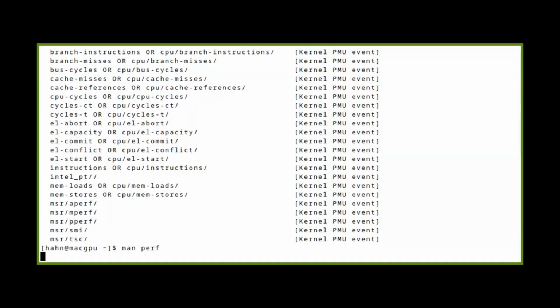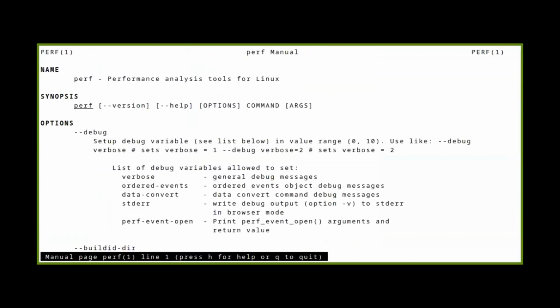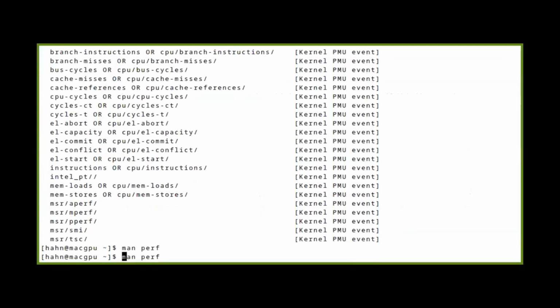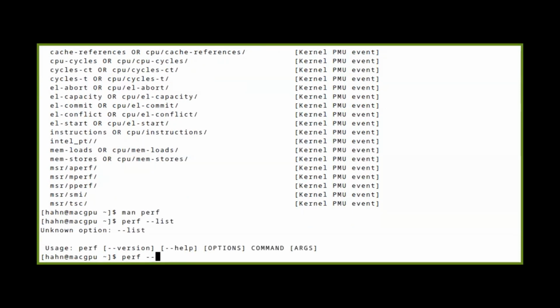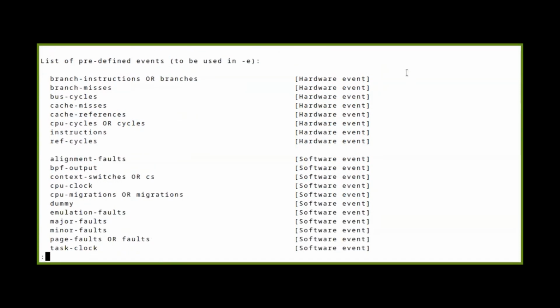Perf reads from registers exported by the CPU and interprets them. It's using a service in the kernel which treats these counters in a way that you can do sampling. So what I mean is that perf list tells you the sorts of information that perf can do. For instance, you can do branch misses, you can do instructions, things like that.